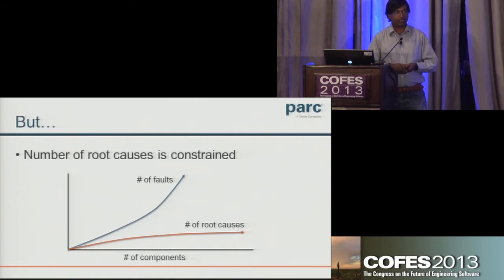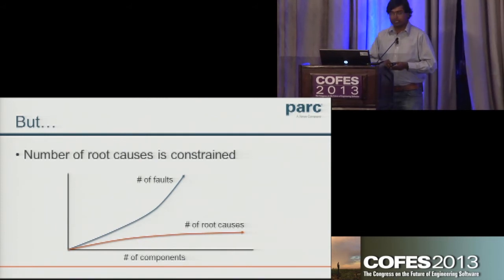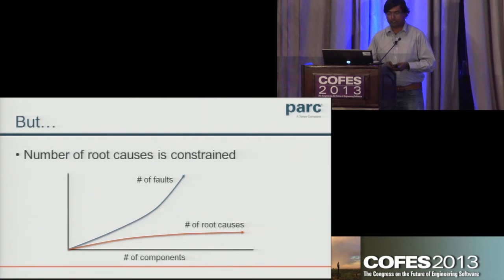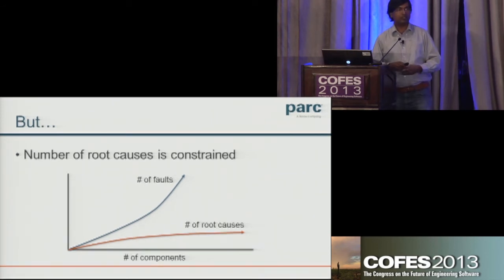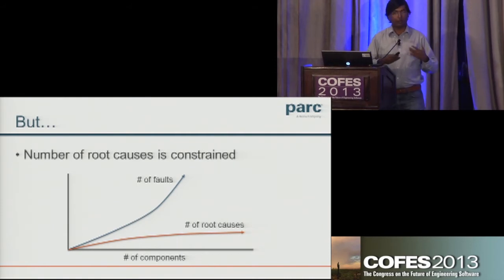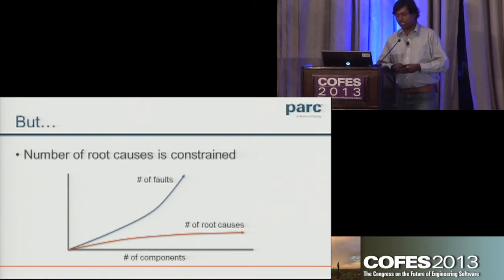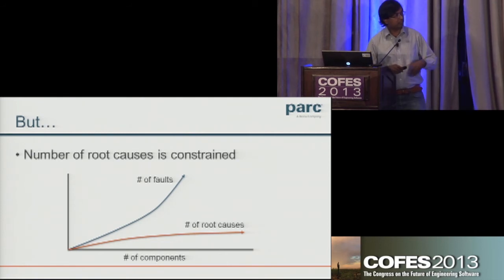But there is a silver lining to this problem. If you dig really deep down to the root cause, to the physics, the number of root causes is limited, it's constrained. Anytime you add one more component to your system design, you have already accounted for perhaps most of the root causes that will cause failures in that component. That's represented by the orange-red arrow that you see near the bottom of the curve. So as your faults keep growing, the number of root causes that will cause those faults kind of level off.